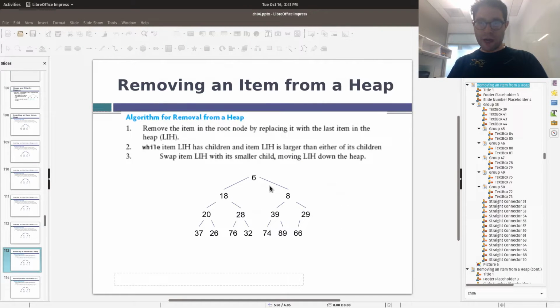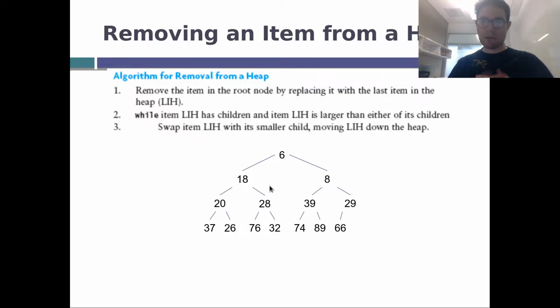Now, how do we remove an item from a heap? Well, you can only remove an item from a heap in one way, and that's by removing the root of the heap, or removing the root of the tree. So you don't ever remove something here. We only focus on ever really removing the root of the heap.